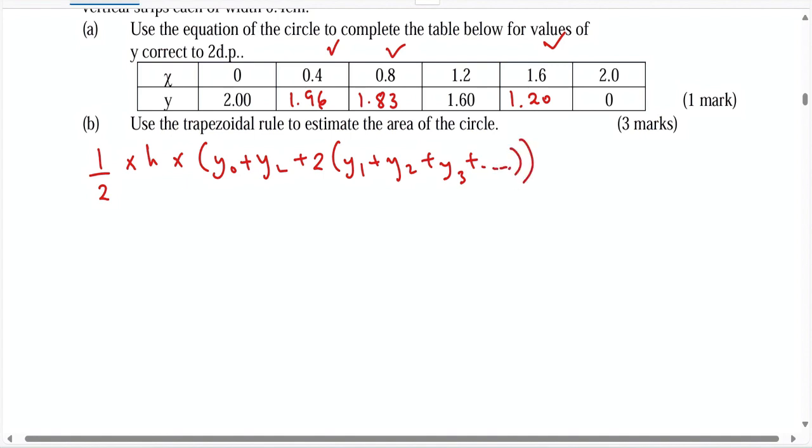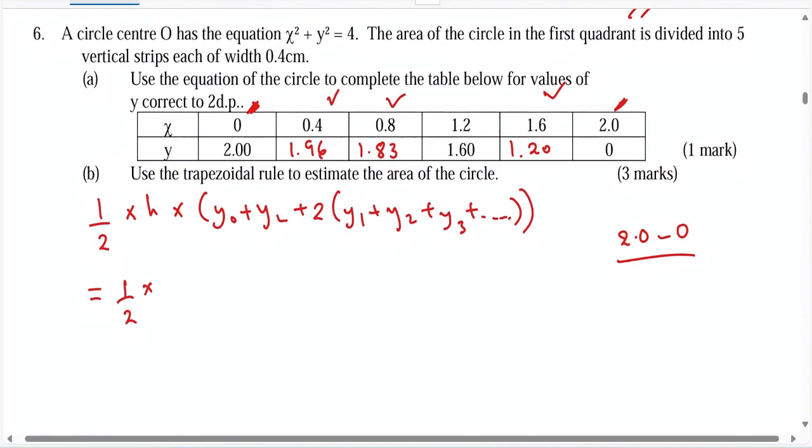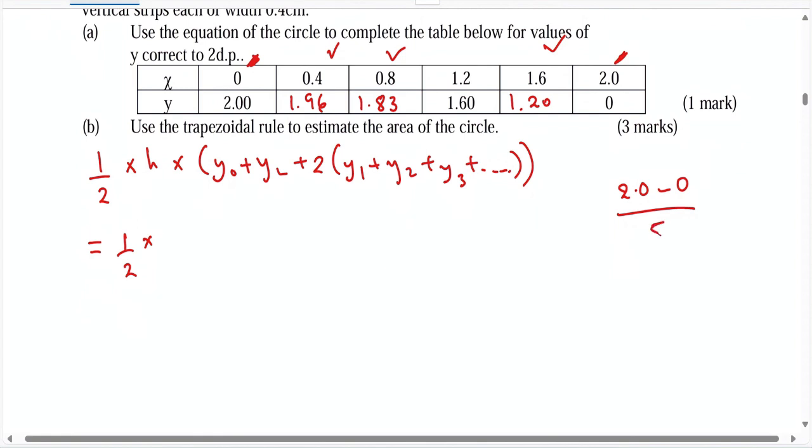So okay, a half times our height. How do you get the height? You usually use the x values, which is the first 0 and the last one. So utachukua 2.0 minus 0 divide by the number of strips, and the question says it is divided into 5 vertical strips. So 2 divided by 5 gives you 0.4. So height yako ni 0.4, ama ukitaka waweza chukua tu 0.4 minus 0. Sawa, basically itakupa the same thing.